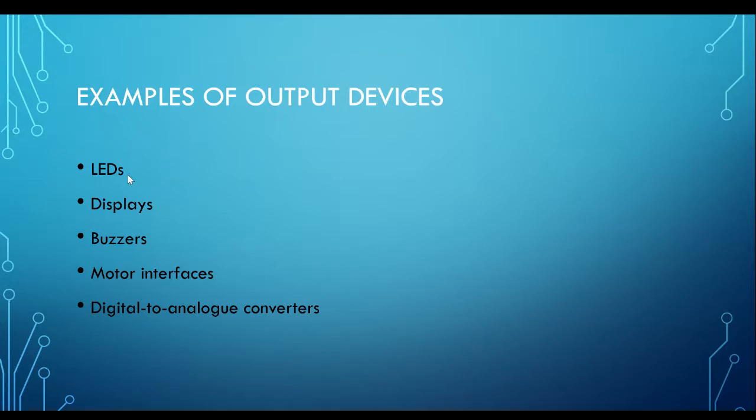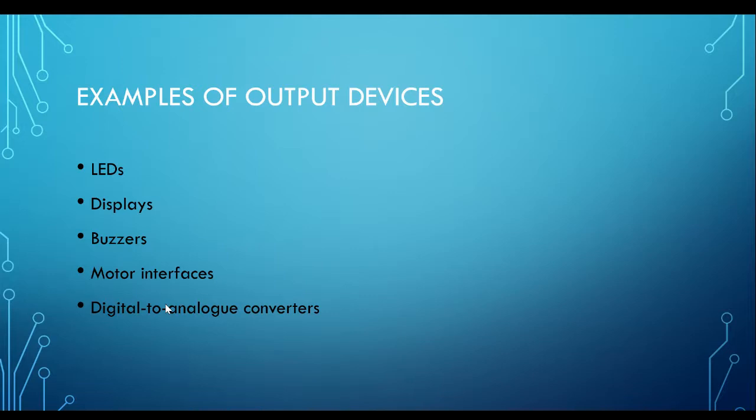Examples of output devices are LEDs. What you're doing in the lab, you program, and the CPU sends out information through the LEDs. That's a form of output. Display, buzzers, motor interface, digital to analog converters, all these are output devices. It means the CPU sends information to the devices that are actually doing something connected to the world.